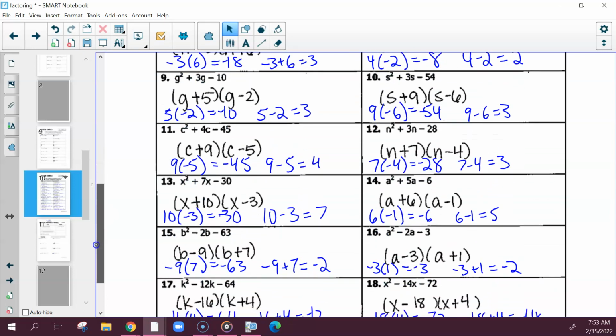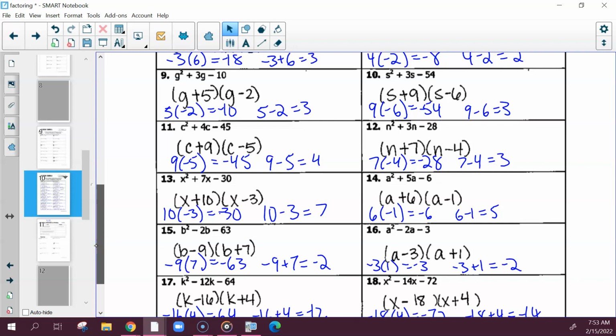11, c plus 9, c minus 5. 12, n plus 7, n minus 4. 13, x plus 10, x minus 3. 14, a plus 6, a minus 1. Then we did 15 and 16.